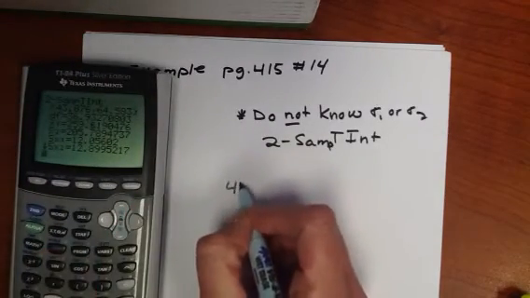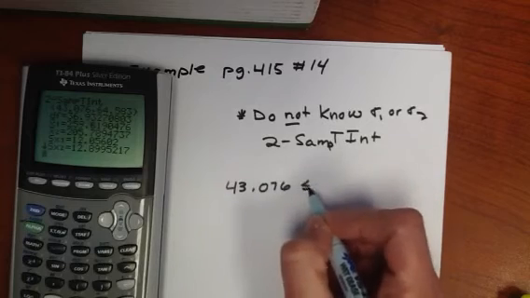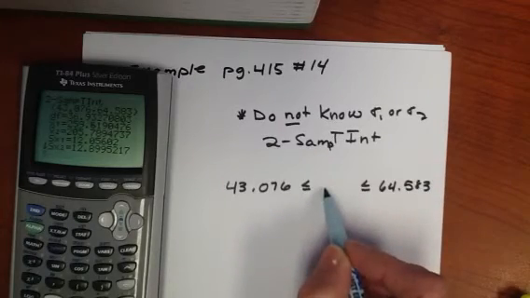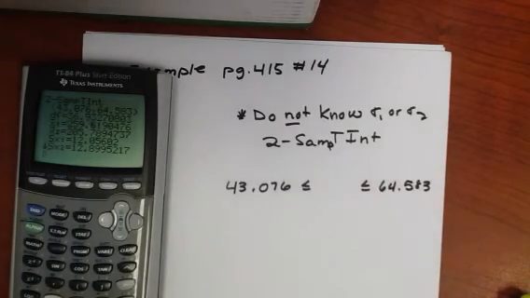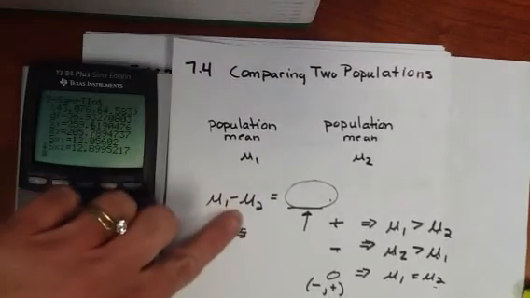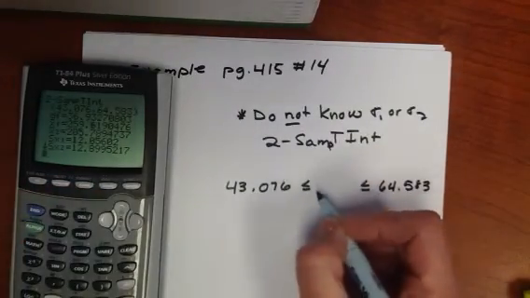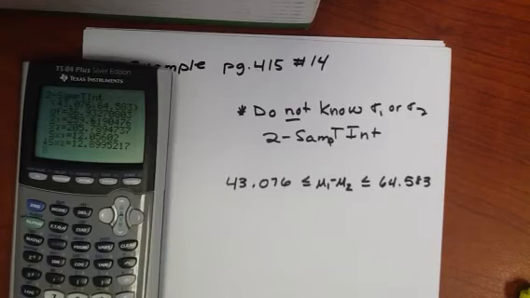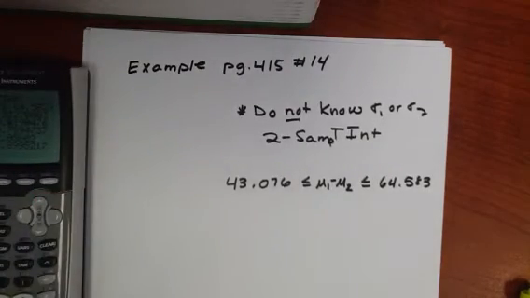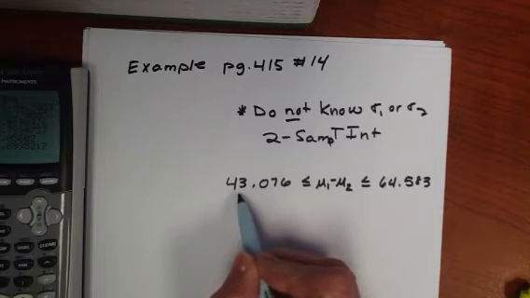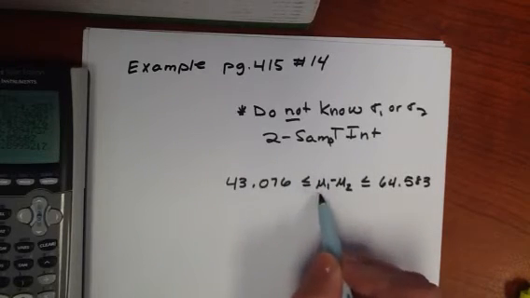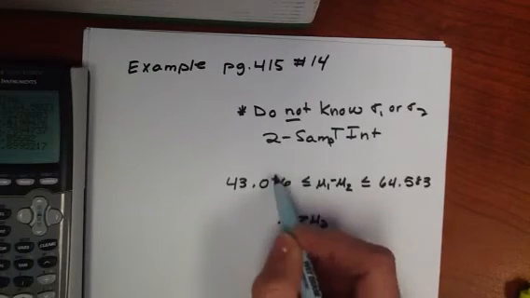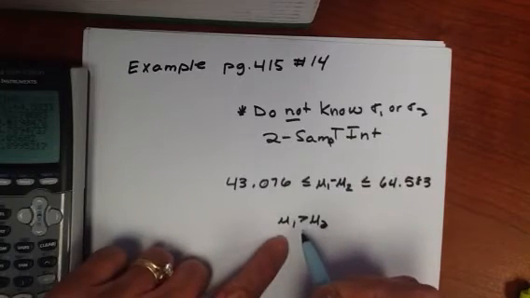Okay, so I have 43.076 and 64.583. Now remember, we're not just estimating mu here. Remember from my prior video when I explained what we're estimating: mu1 minus mu2. Okay? We now have to interpret this interval. And my other video shows you if these are both positive numbers, what does that mean? That means that mu1 must be larger than mu2 because they're both positive. These numbers aren't estimating these means, they're estimating the difference.